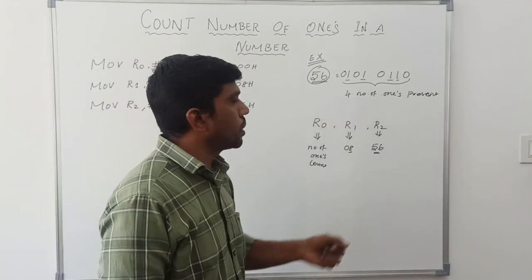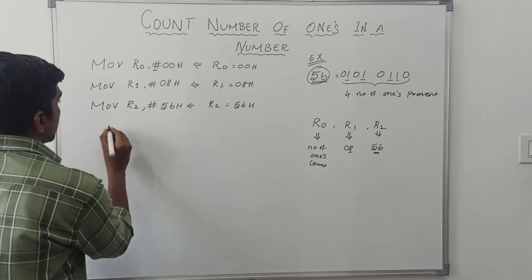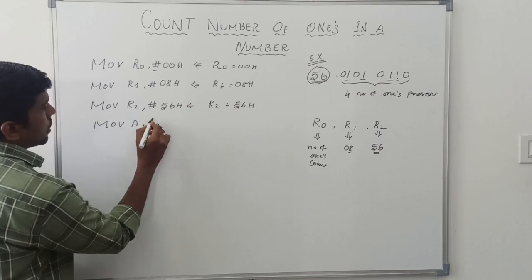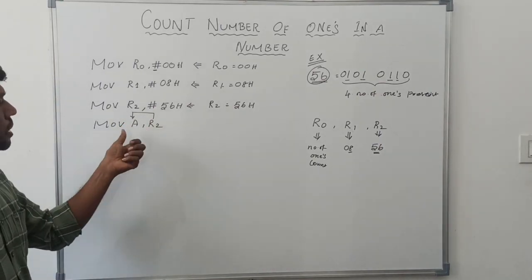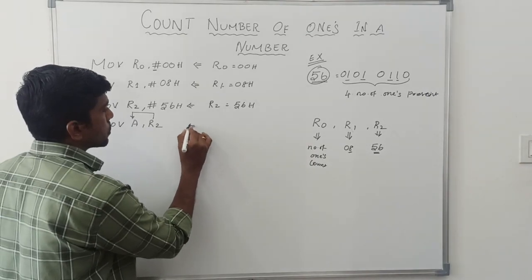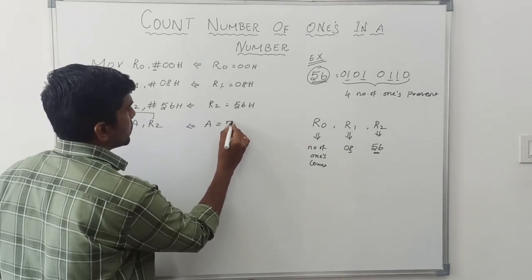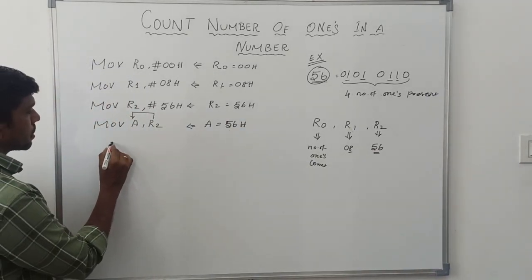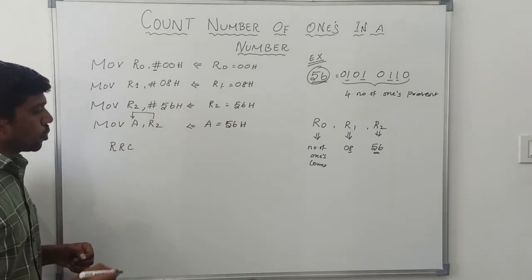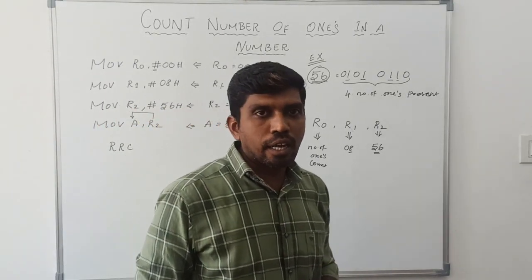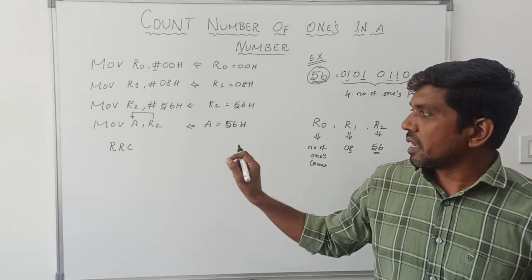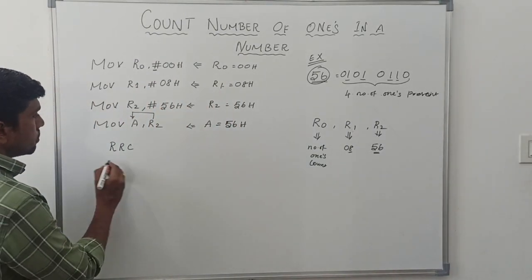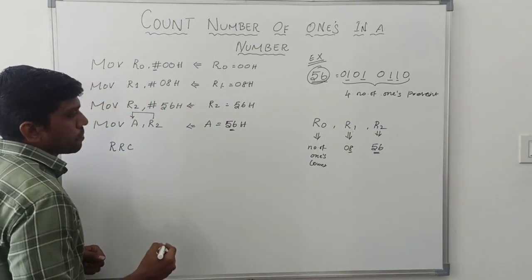So how do we find the number of ones in a given number? MOV A, R2. Whatever value is present in R2, that content is loaded into the accumulator. After execution of this instruction, the accumulator value is 56H. Then the next instruction is RRC. RRC represents rotate right through carry. This instruction is mainly used to find the number of ones present in a given number.